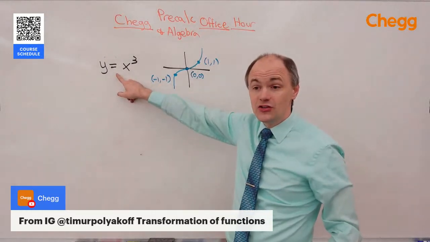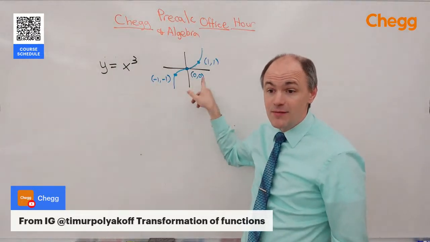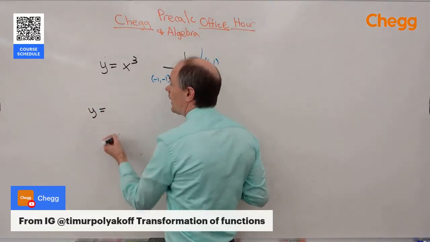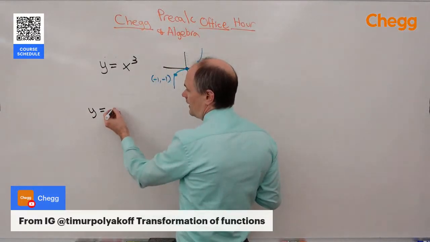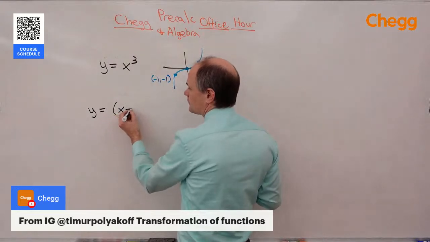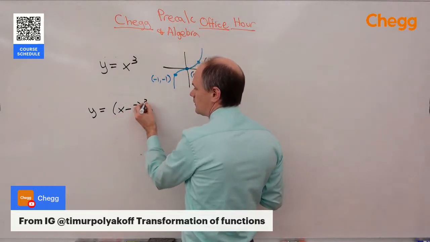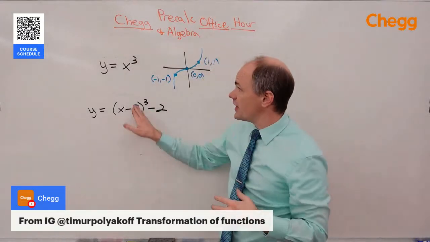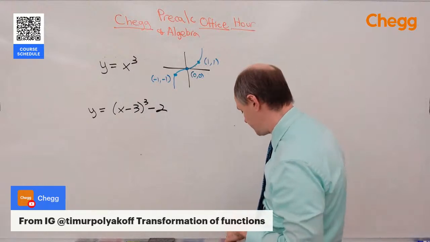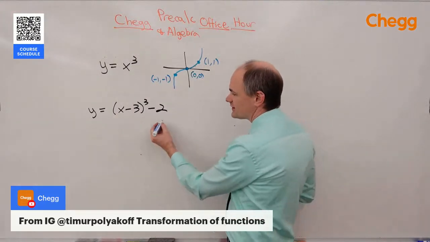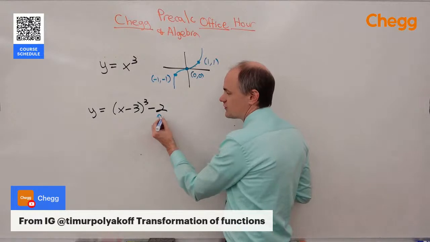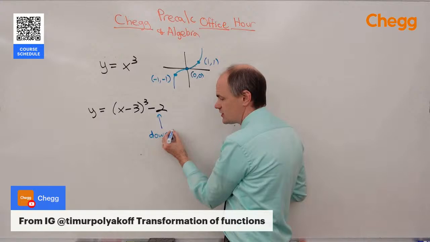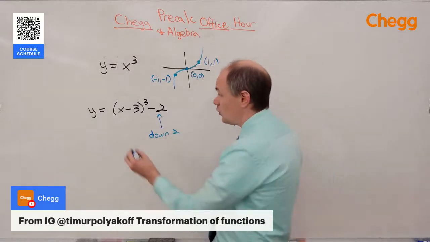Knowing what y equals x cubed looks like, knowing its graph and maybe these 3 key points, allows me to graph something more complicated, like y equals maybe (x minus 3) cubed minus 2. Because this is a transformation of the main function. What happens outside the function is going to shift the graph vertically. So this is going to shift the graph down 2 units.